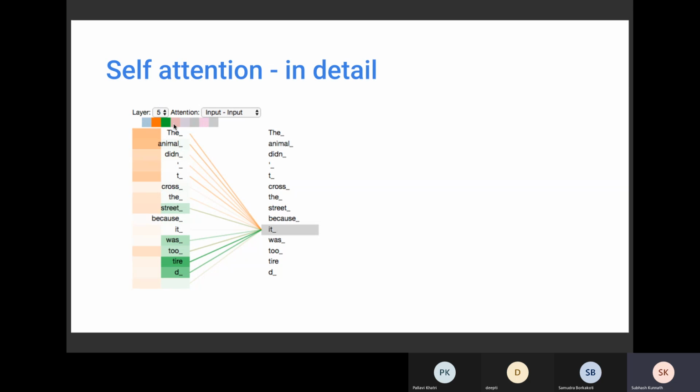Here you have 8 different attention heads depicted by these colors, and you see that while "it" is being encoded, once it's trained, the system is giving more attention to "the animal" and "tired," and some good attention to "the street." So it automatically learns, after training on a good number of sentences over and over, where to pay attention while encoding.